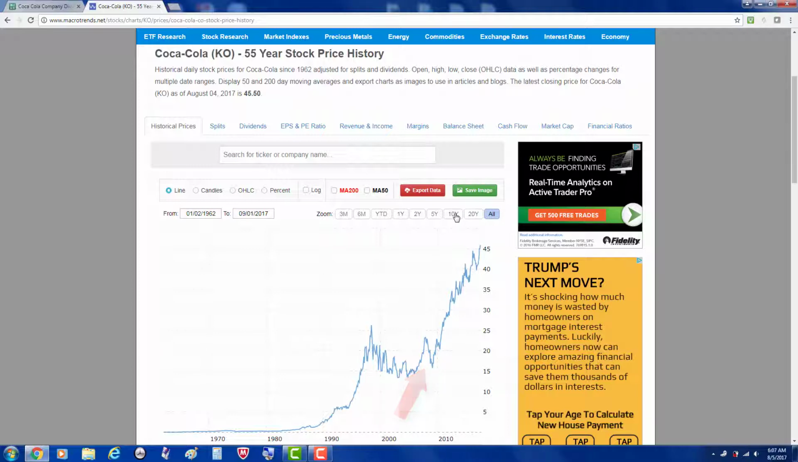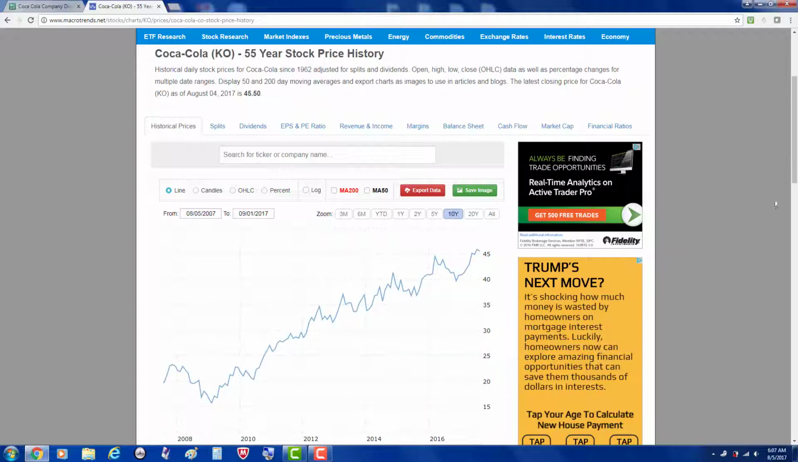So first, I'll click on the 10-year tab to get a closer look. You can see in January 2009, Coca-Cola traded for less than $16.50 a share, but this has grown to $45.50 today. To find out if this price can be justified, let's click on the EPS and PE ratio tab.